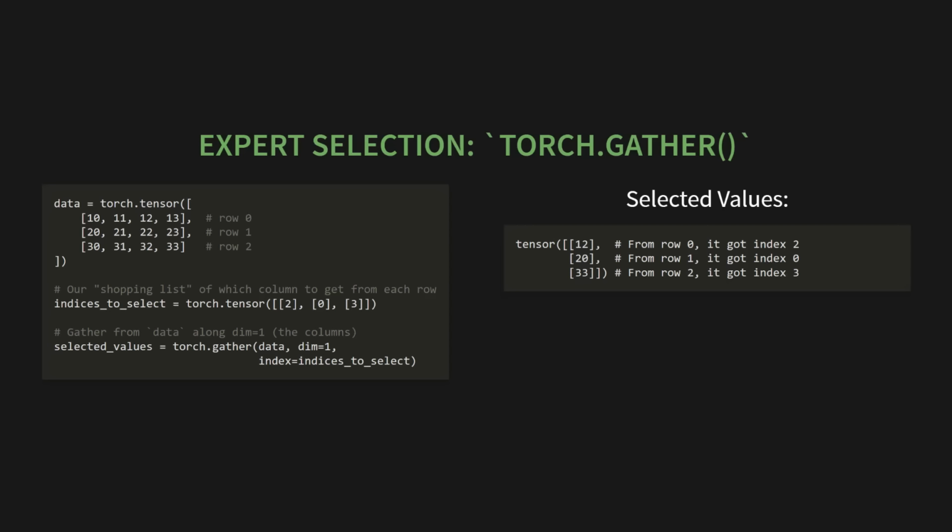So when we call torch.gather, we pass in our data, we tell it to gather along dim equals 1 because we're picking columns, and we pass in our index, which is our shopping list. And look at the selected values. Let's check its work. From row 0, it was told to get index 2. It went to row 0 and got the value 12. Correct. From row 1, it was told to get index 0. It went to row 1 and got the value 20. Correct. And from row 2, it needed index 3. It went to row 2 and got the value 33.